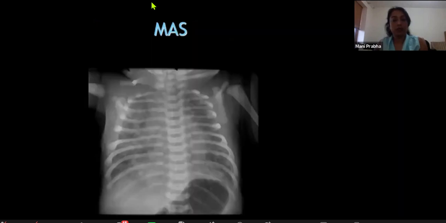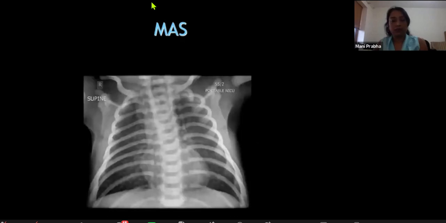This is indeed meconium aspiration syndrome. Coarse opacities bilaterally, no significant shift of mediastinum usually. And it may be associated with pneumothorax, mediastinal air, and atelectasis. So this was after about 10 days. Then these opacities largely resolve, and the lungs have expanded quite well.